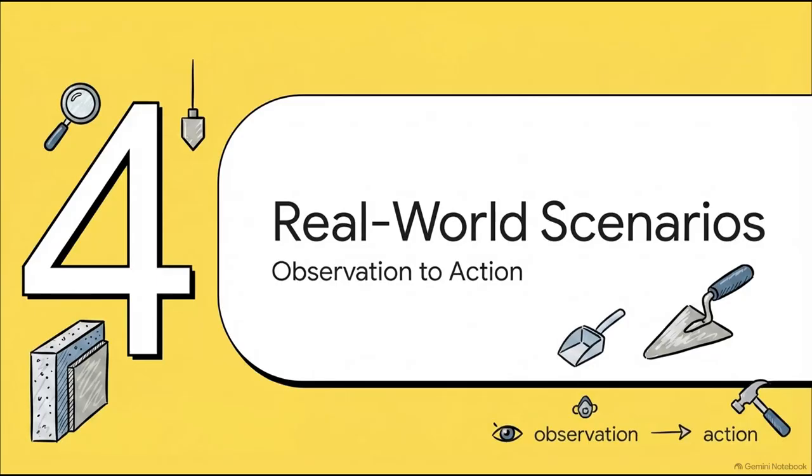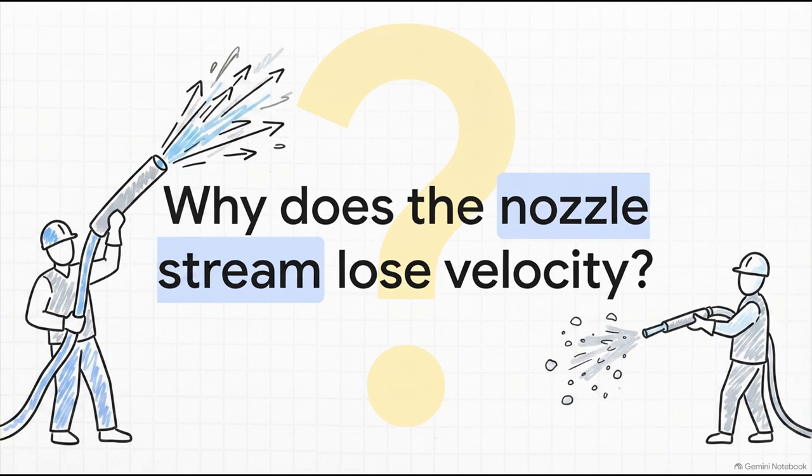Let's put this into practice. Section 4. Real-world scenarios. Going from observation to action. All right, let's step out of the textbook and onto the job site to apply this framework with a couple of field scenarios. Imagine you're standing there observing a wet mix crew.